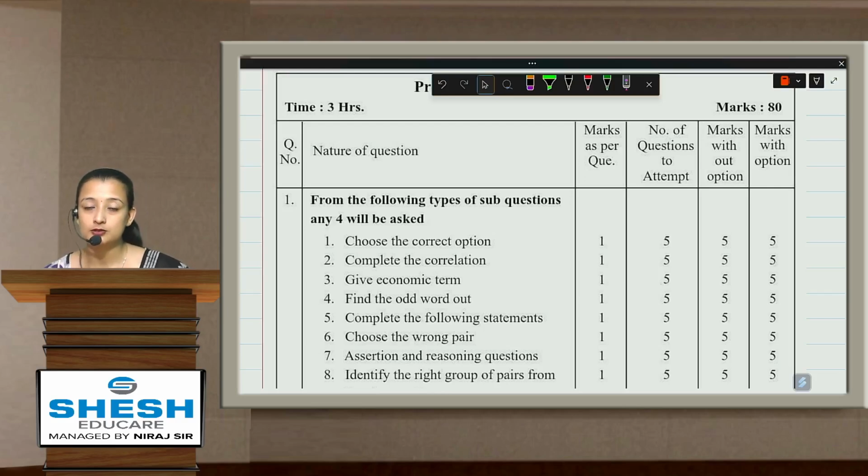Hello everyone. So today we are looking at the board paper pattern of economics for your SYJC.